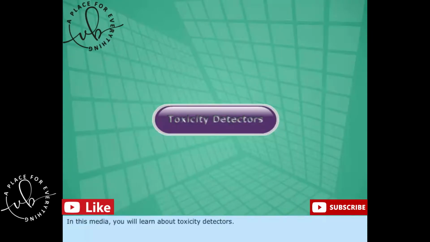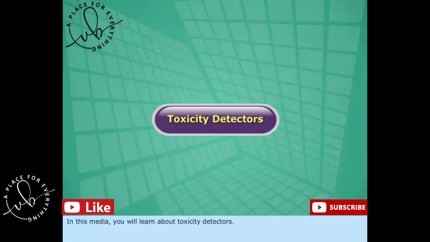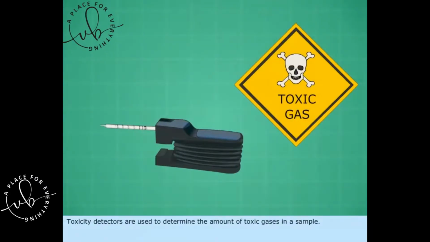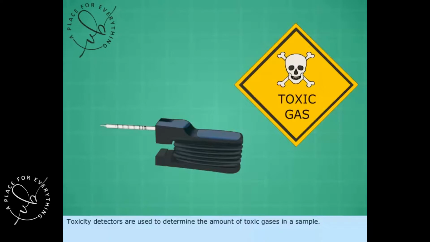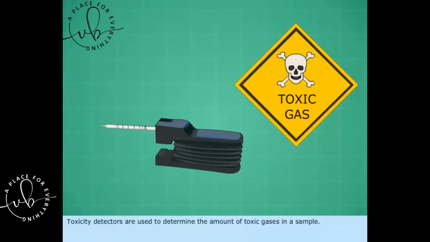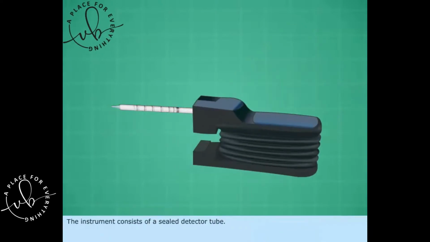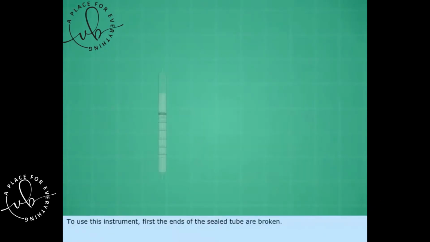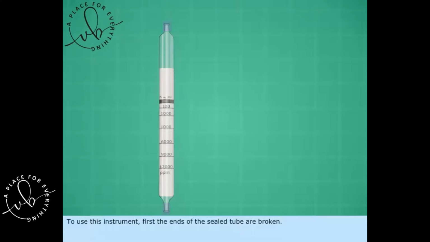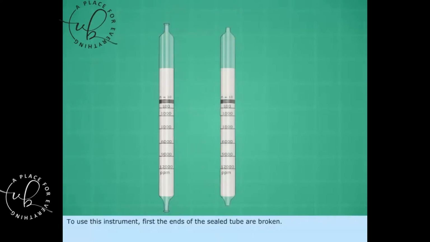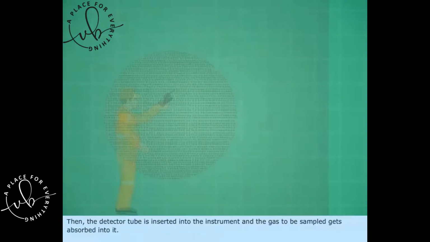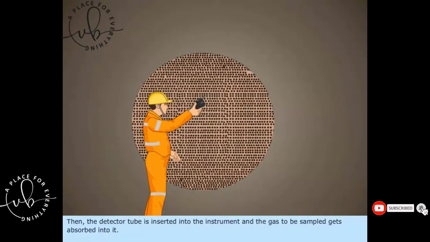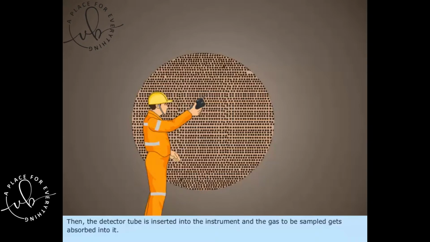In this media, you will learn about toxicity detectors. Toxicity detectors are used to determine the amount of toxic gases in a sample. The instrument consists of a sealed detector tube. To use this instrument, first the ends of the sealed tube are broken. Then, the detector tube is inserted into the instrument and the gas to be sampled gets absorbed into it.